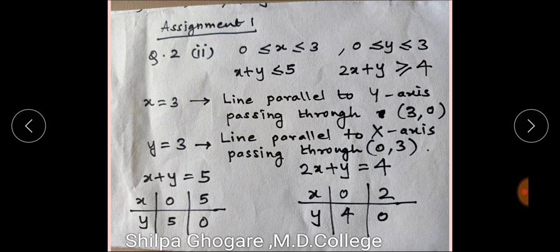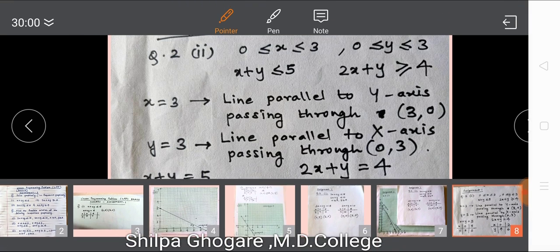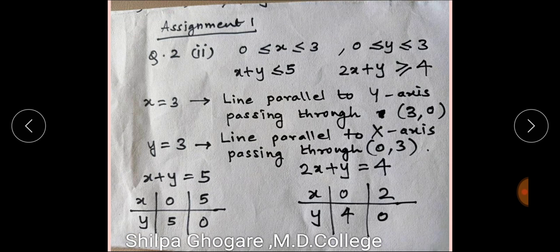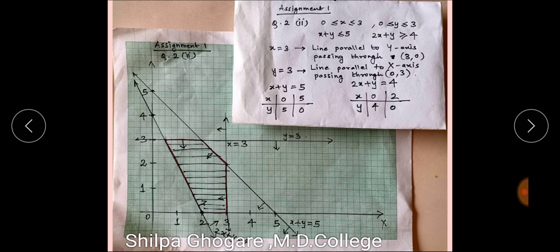Now the next problem in the second question is having four inequalities. The first is 0 less than or equal to x less than or equal to 3. Now if you consider an equation out of it, it is x is equal to 3. This is a line parallel to the y-axis passing through 3, 0. Whereas if you consider the second inequality and the equation out of it, that is y is equal to 3, it is a line parallel to the x-axis passing through 0, 3. For the remaining two inequalities, if you consider the corresponding equations, you get the points as usual, you get 2 points. Now let us see the graph.